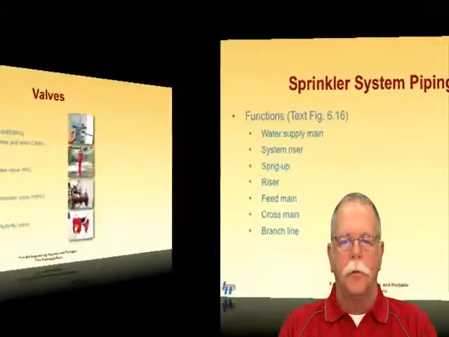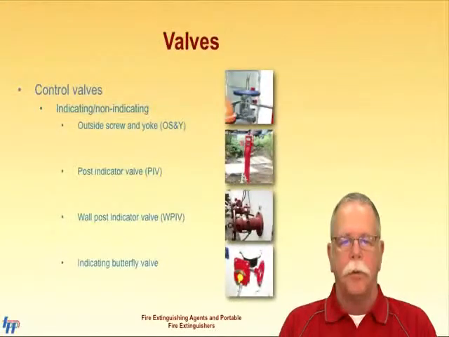There are many different types of valves in a sprinkler system. They can be broken down by function as control valves and operating valves. Valves can also be described as indicating or non-indicating types of valves. Indicating valves are designed so that inspectors can determine valve position, open or closed, simply by looking at the indicator built into the valve.